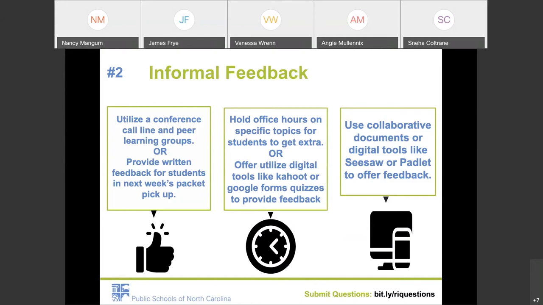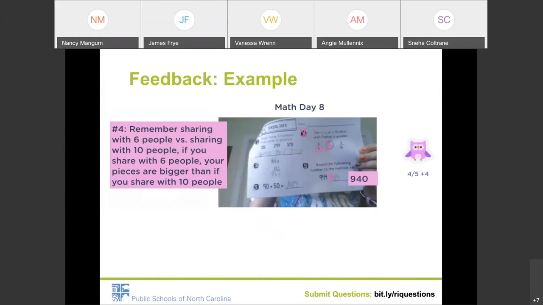Holding office hours for specific topics is a great way to give feedback and to allow students to ask questions, and those office hours can be by phone or a digital platform like this. But we can also use collaborative documents that can be asynchronous, like Seesaw or Padlet, as ways that we can give feedback.